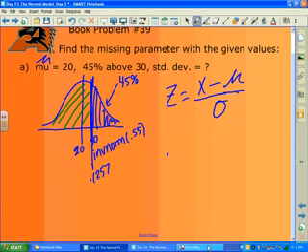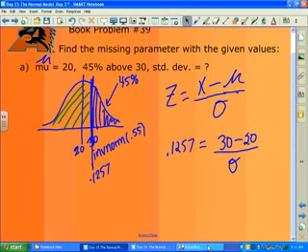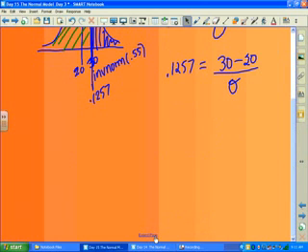So, do I know a z-score? Yes, I do. It's 0.1257. What is the corresponding data value at that z-score? Right here, 30, yes. So the corresponding data value at that z-score was 30, minus the mean, which is 20, divided by the standard deviation, which I don't know. So what can I now just use plain algebra and solve for? The standard deviation. So here we go. 0.1257 equals 10 over sigma.